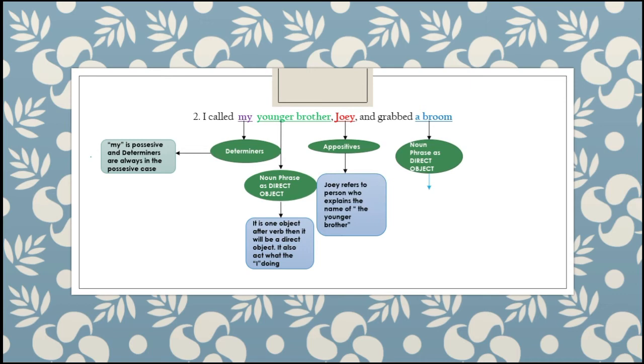And a broom is a direct object. It's the same as younger brother. It is one object after the verb, then it will be a direct object and it also acts on what the I is doing.